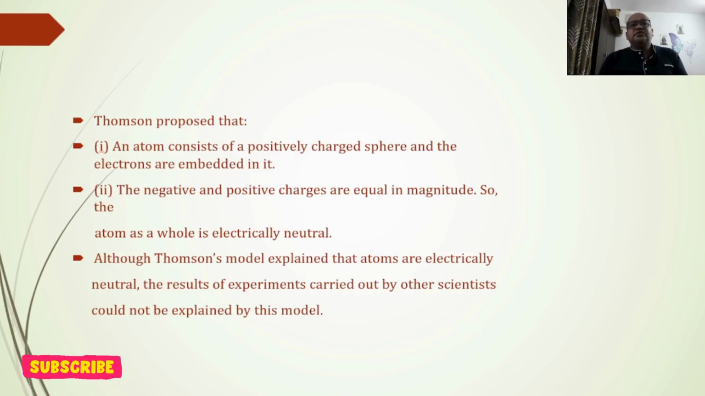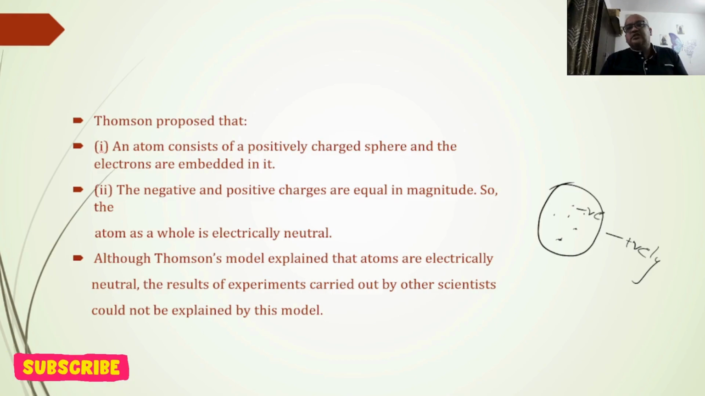Now let's see what Thomson proposed. Thomson proposed that an atom consists of a positively charged sphere, and electrons are embedded into this. The negative charge of the electron and the positive charge of the sphere balance each other, and so the overall charge is neutral.